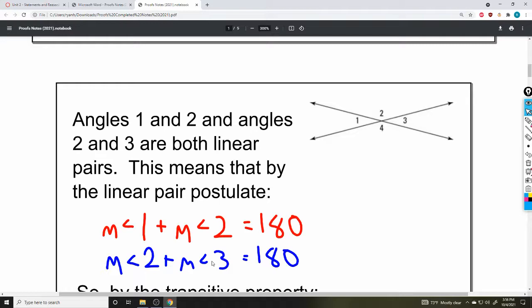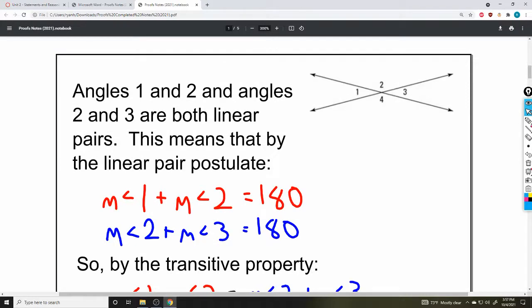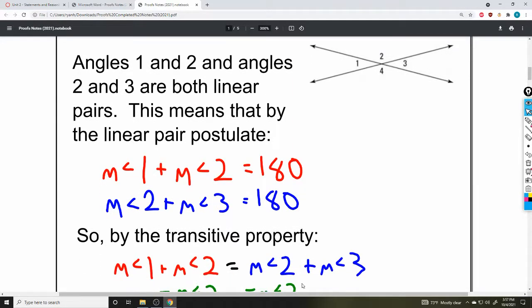Therefore, by the transitive property, remember, says that if A equals B and B equals C, then A equals C. In other words, what I'm saying is, if two things are equal to the same thing, they're equal to each other. These things are both equal to 180, therefore, they must be equal to each other. That's what the transitive property lets us say.